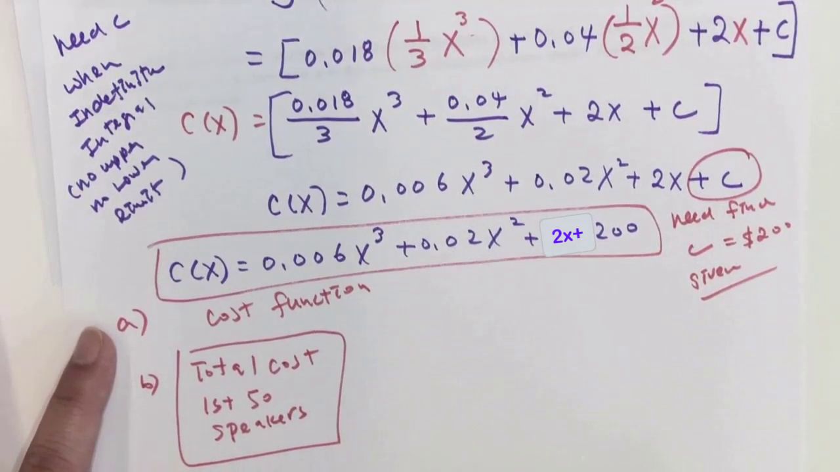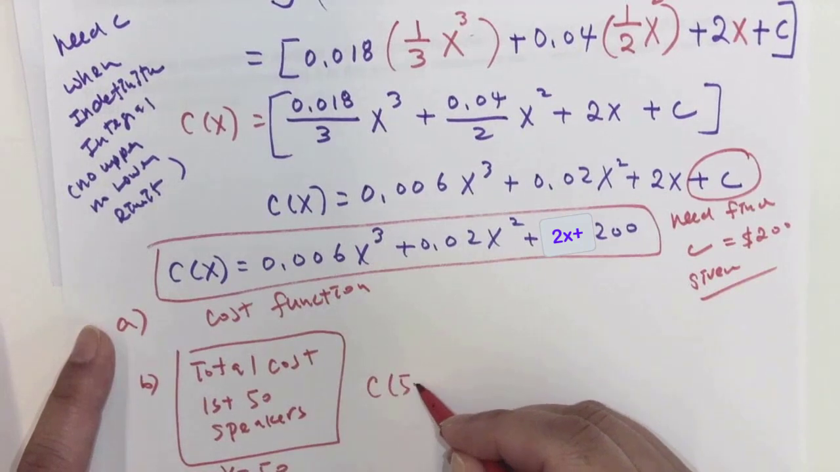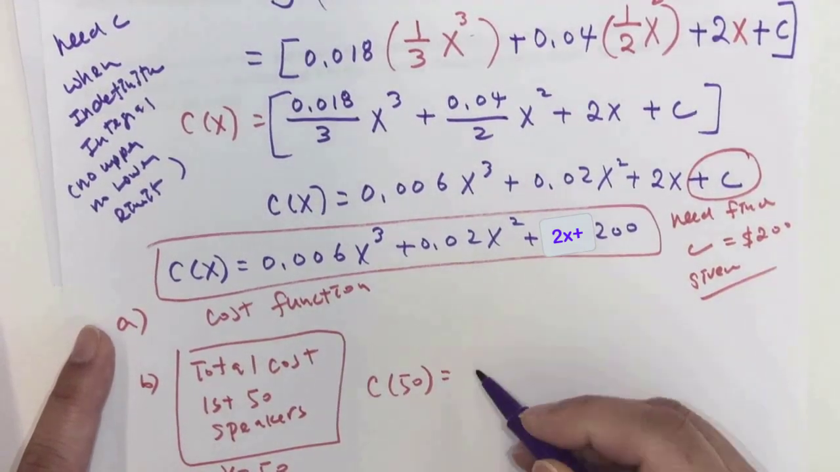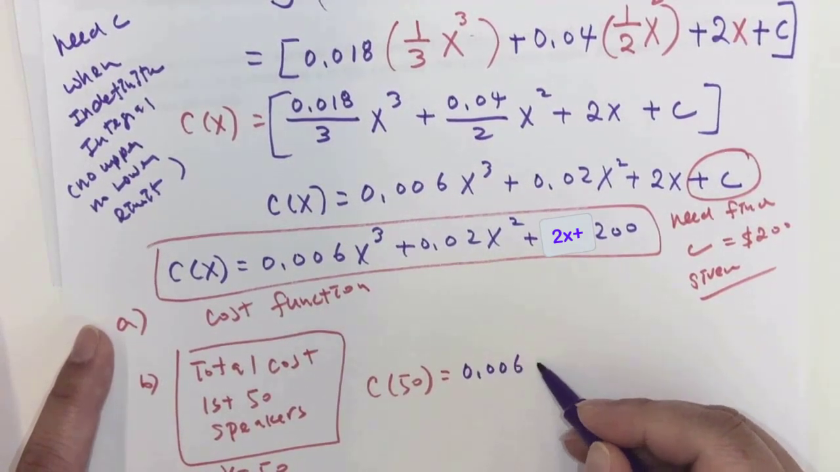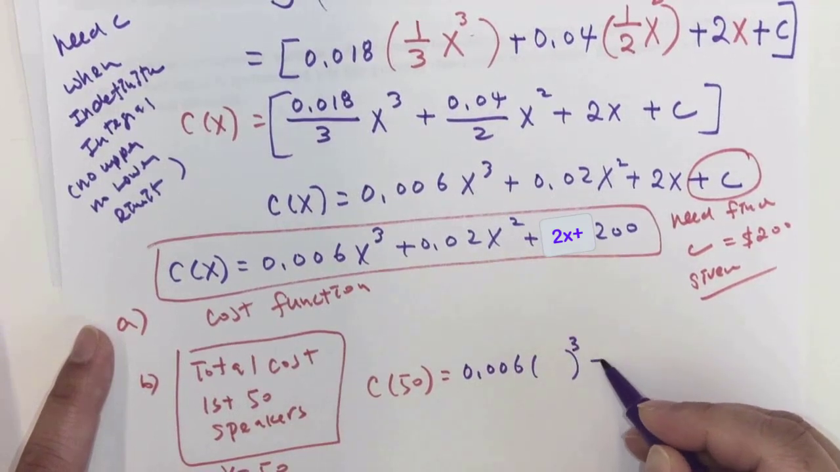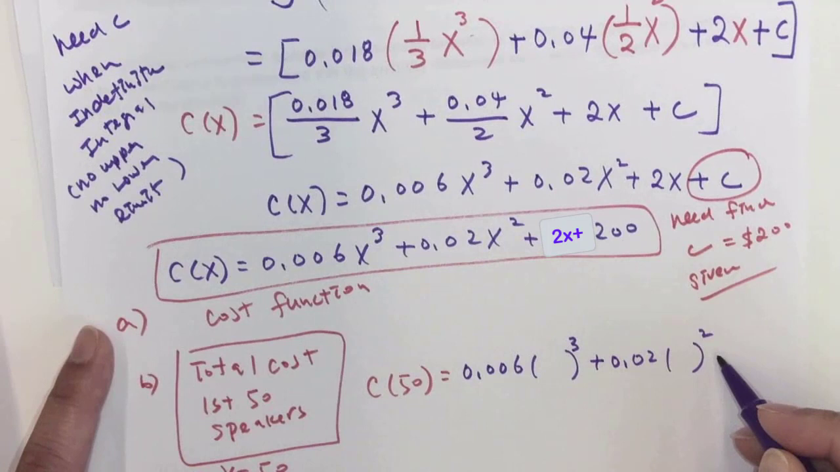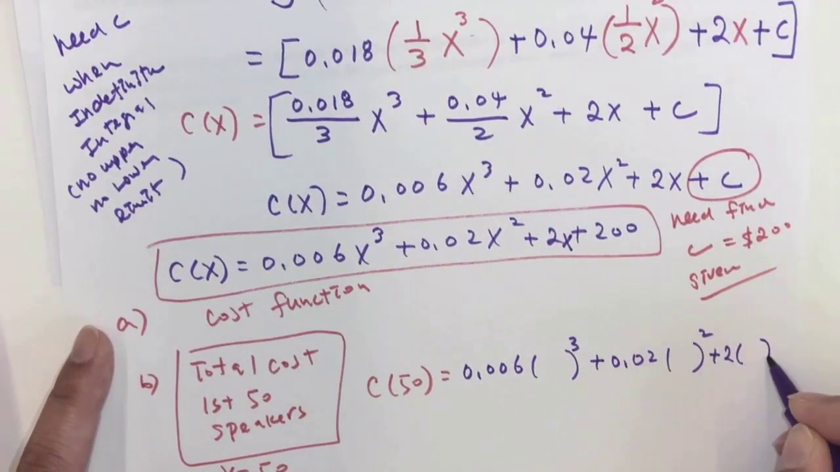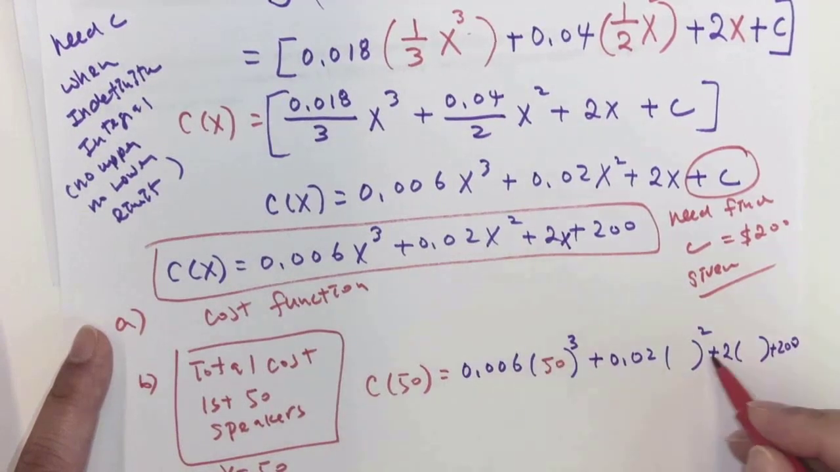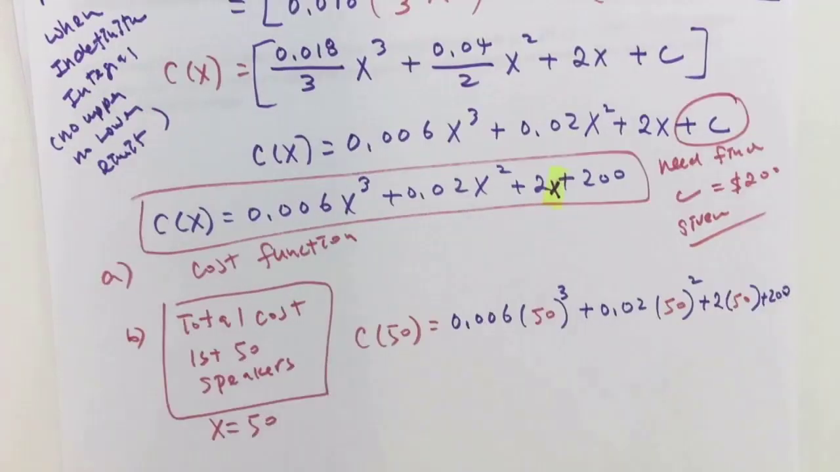I need to do what? Plug in x equal to 50, right? Using that function, C of 50 will equal 0.006 times 50 cubed plus 0.02 times 50 squared plus 2x, so 2 times 50, plus 200. So 50, 50, 50. Okay, you can plug that into the calculator.